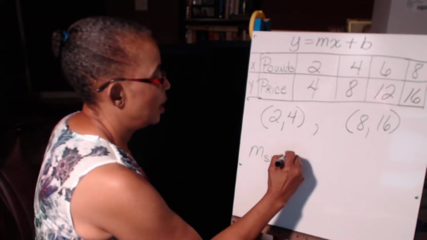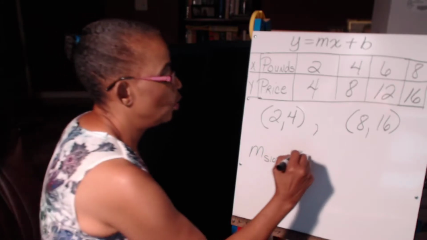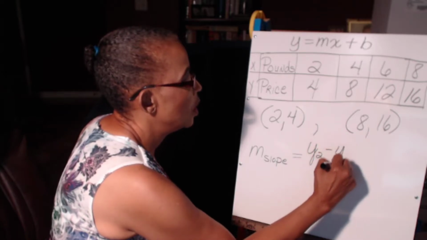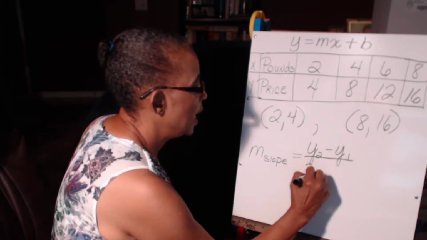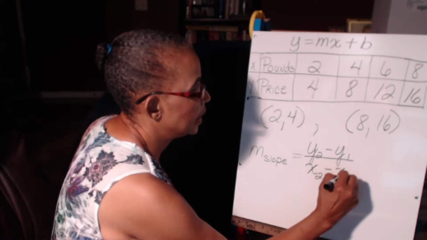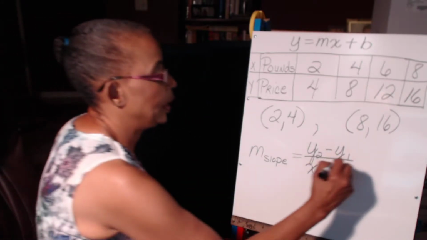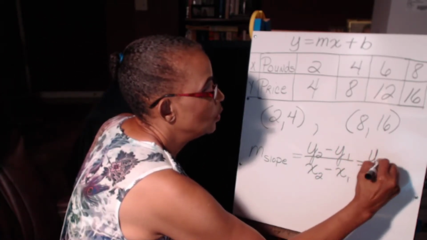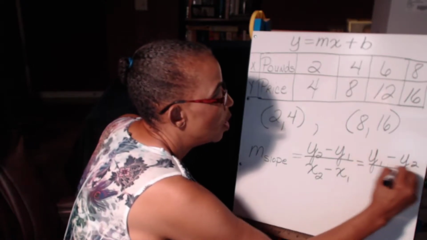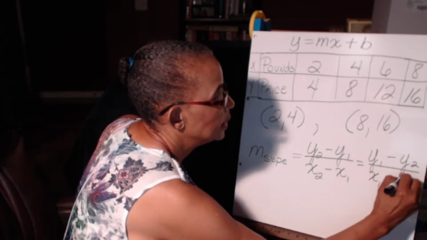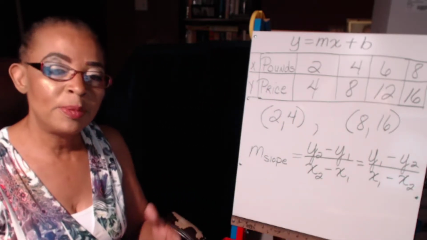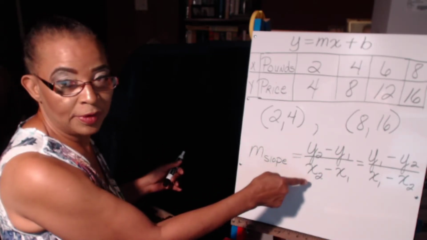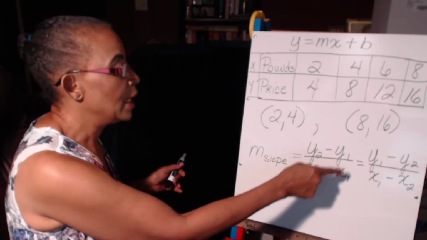So if you will recall, the slope equation, excuse me, is y sub 2 minus y sub 1 over x sub 2 minus x sub 1. We can also reverse that process: y sub 1 minus y sub 2 over x sub 1 minus x sub 2. The thing to remember with this is that, notice here I have the second point, the y over the x, minus the first point, the y over the x.